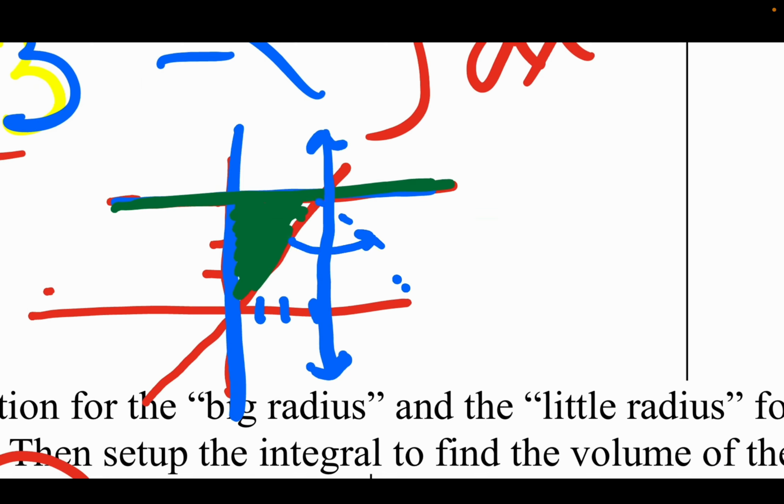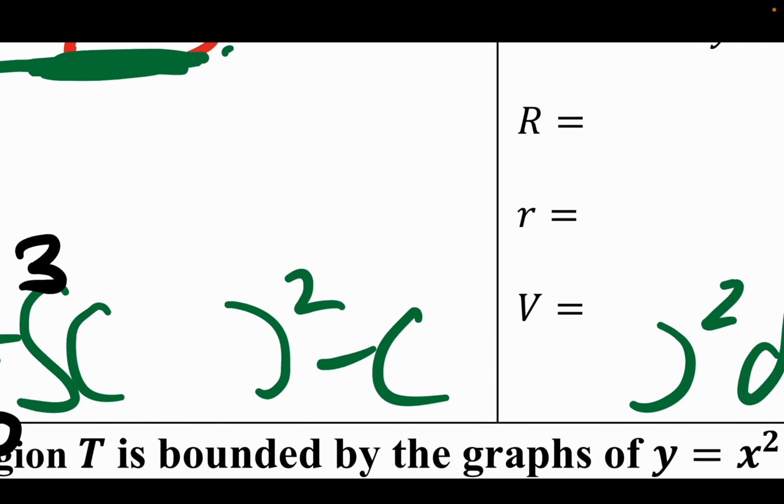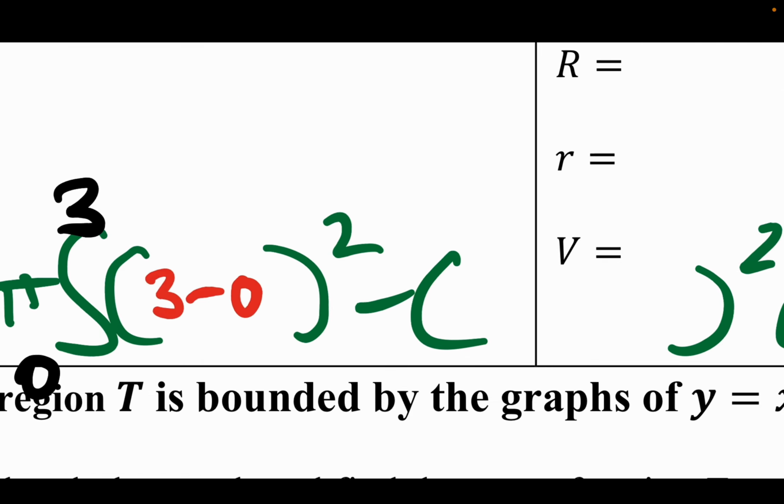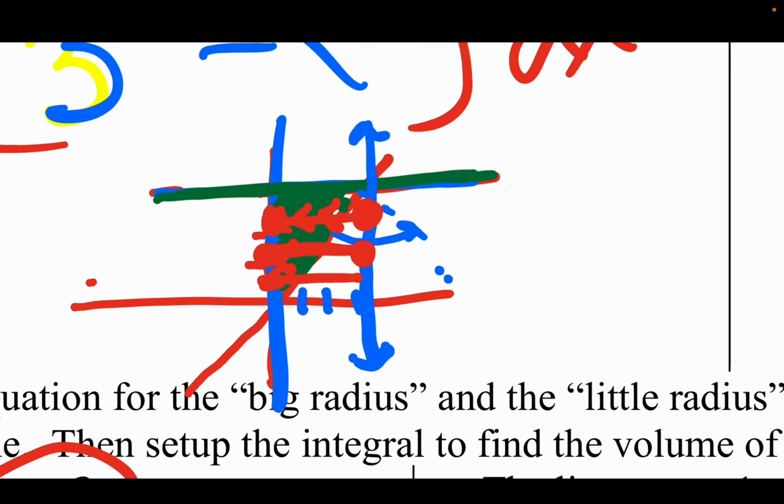It'll revolve around, but since it's not touching it, it's going to make washers. So what I want to do is make it solid all the way across, right minus left. And then I'm going to subtract off the white part. So I'm saying 3 minus 0, right minus left. Then I'm going to take off the inside, which will be, look at the black.